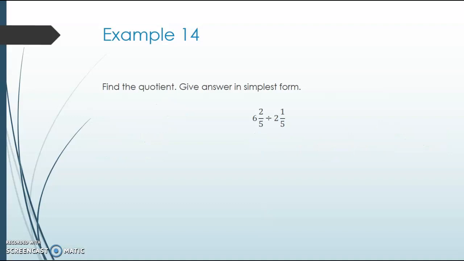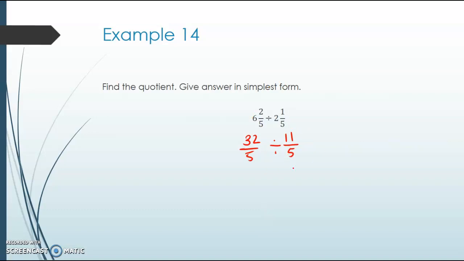Alright, so now we're going to find the quotient. So we're going to give our answer in the simplest form. Again, must make them an improper fraction. So I'm going to do 5 times 6, which is 30, and 30 plus 2 is 32, so we have 32 fifths. Right now it's divided by, we're going to do 5 times 2, which is 10, plus 1, which is 11. So divided by 11 fifths.